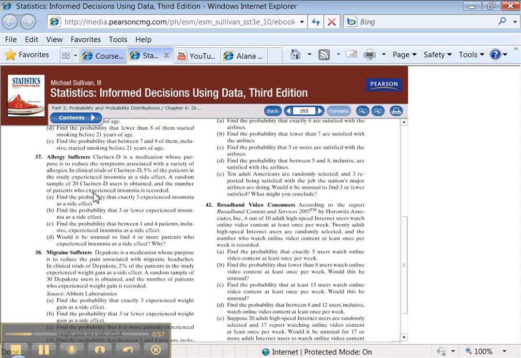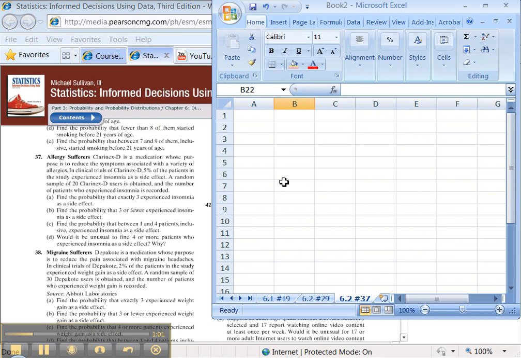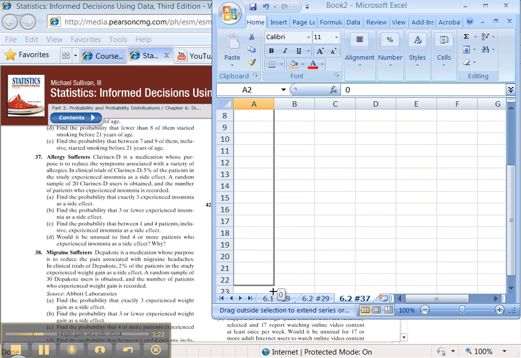All right, now we have a lot of questions to answer about this. So I think what will be easiest for us to do is to create a very large distribution right off the bat. I'm going to type 0 here because that's the fewest number of people that could suffer from insomnia, right? So out of 20 users, you could have nobody get insomnia. I'm going to click and drag. I'm going to go to cell 22.